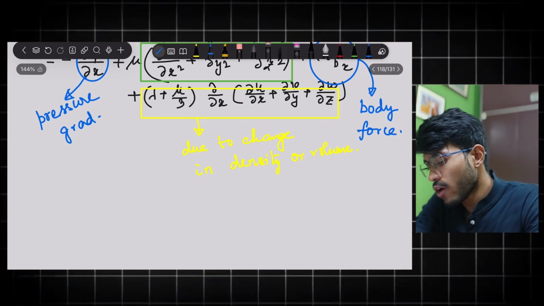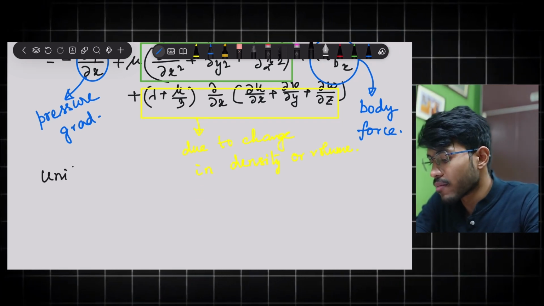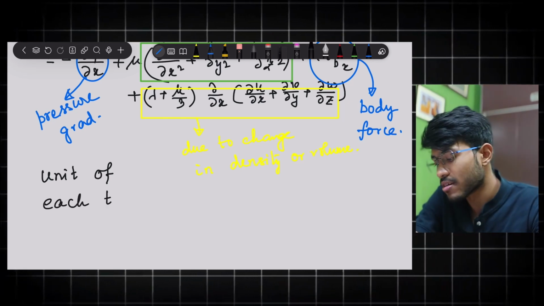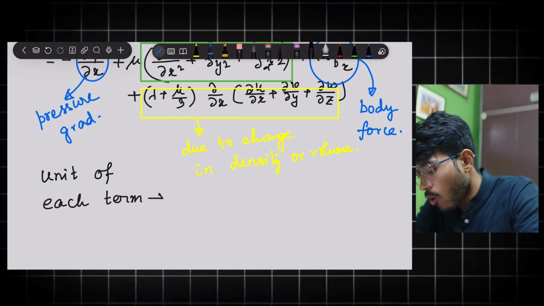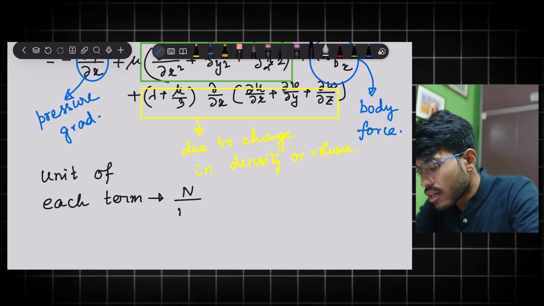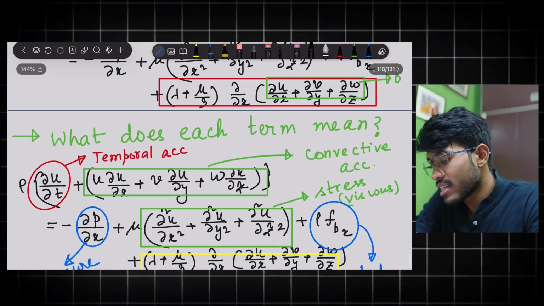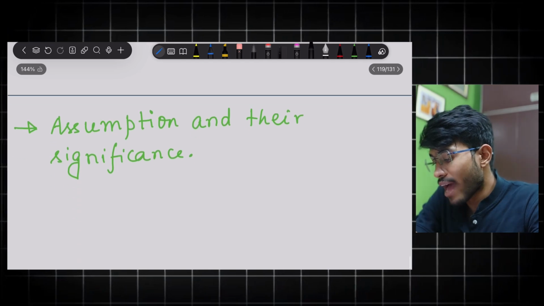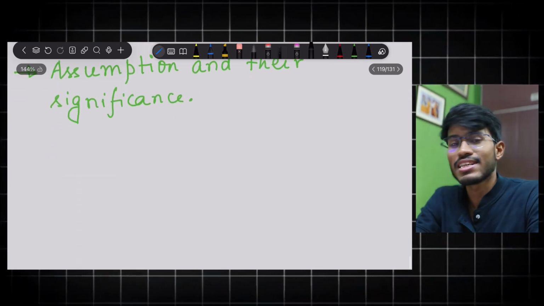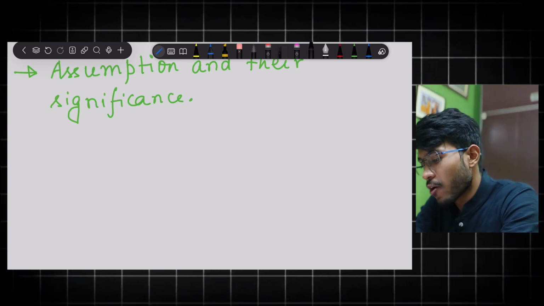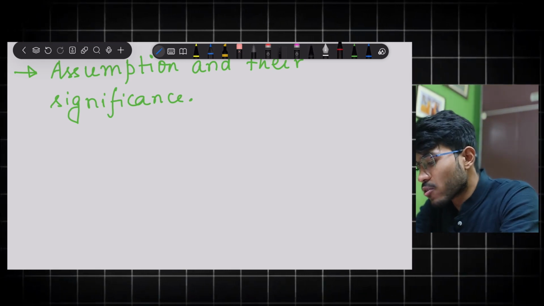So now you have to understand that all these terms have a unit of force per unit volume. So the unit of each term is Newton per meter cube. Okay, fine. So what each term means is over. Now, assumptions and their significance. This is the most important part in terms of GATE and interviews both. So let us quickly go through that.